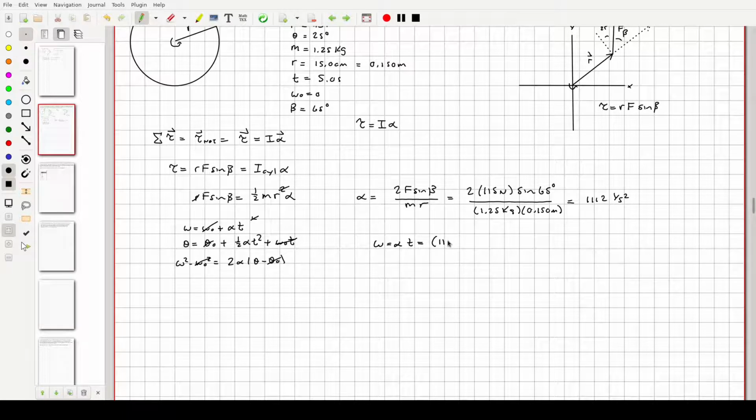Alpha is 1,112 radians per second squared, and t is 5 seconds. So when you do this, you get, keeping two sig figs, 5,600 radians per second. Okay? And there's your answer.